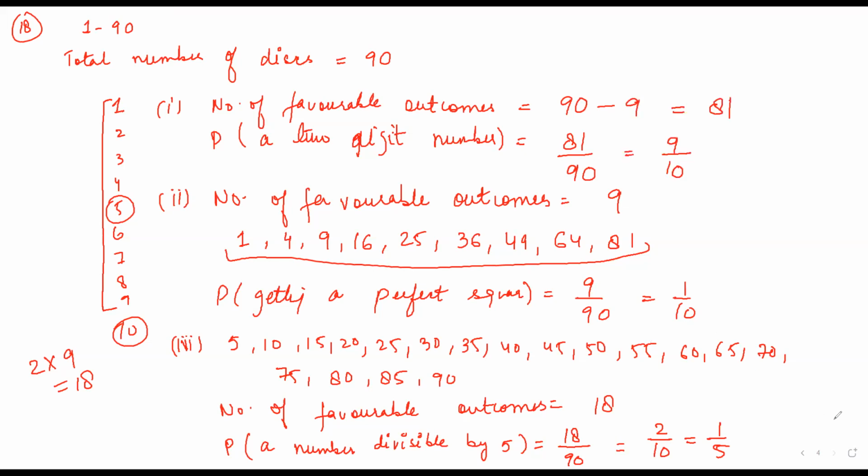So it's an easy chapter actually, and a scoring chapter. Just read the questions carefully. That's it. Next question now. Because there are not many formulas to remember, it's pure logic. Next, a child has a die whose 6 faces show the letters as given below.